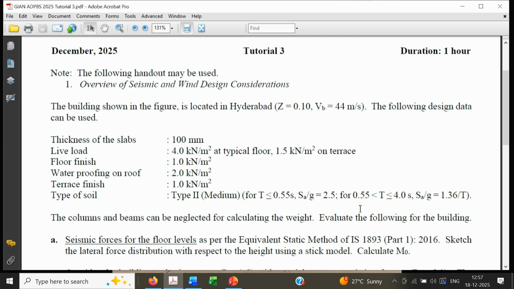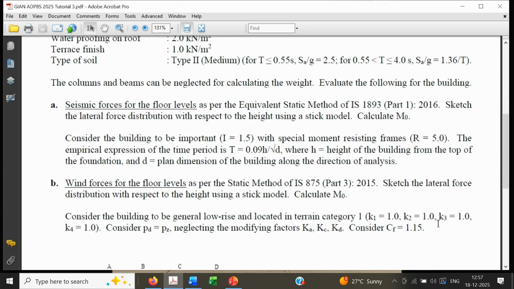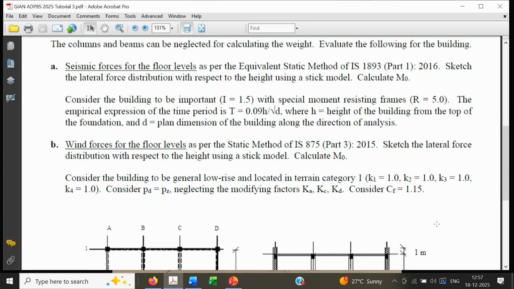And then, if the type of soil is given, based on that, for a certain time period, I can know the Sa by g. This is essentially the response spectrum written in the form of an equation. Now, the first step says that we need to compute the seismic forces as per the equivalent static method.